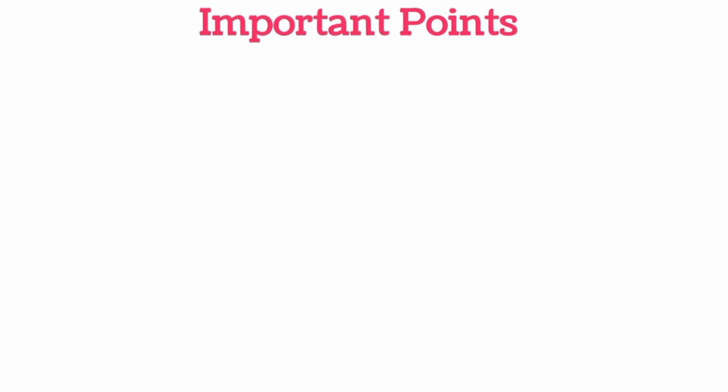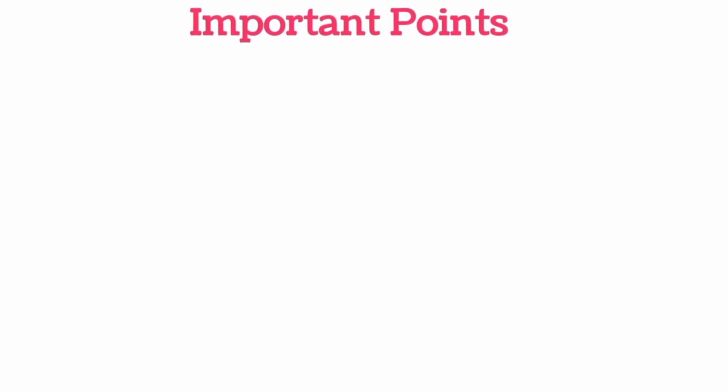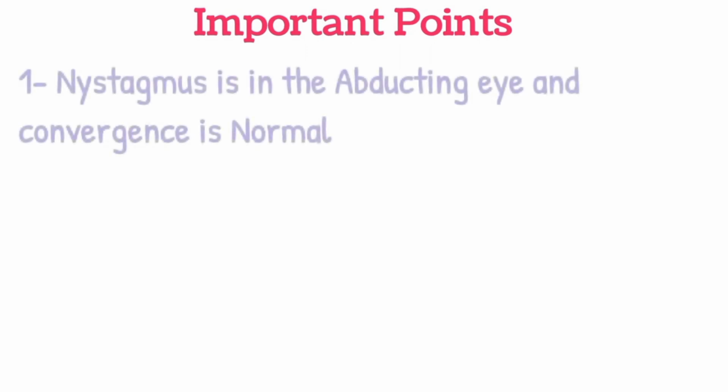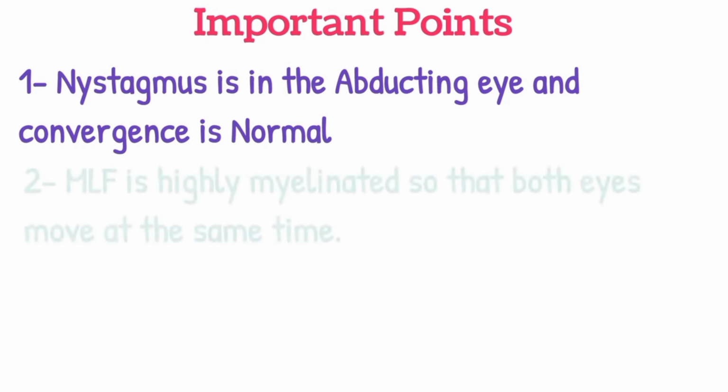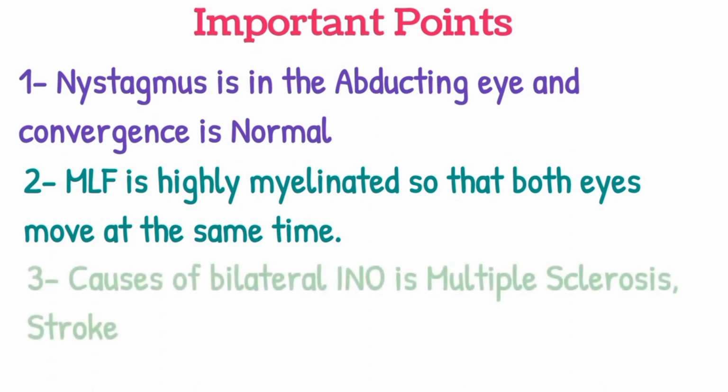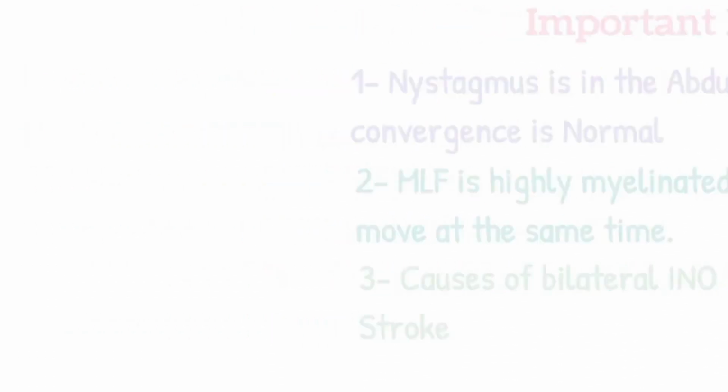The important points regarding internuclear ophthalmoplegia are: number 1, nystagmus is in the abducting eye and convergence is normal. 2, the medial longitudinal fasciculus is highly myelinated so that both eyes move at the same time. 3, the most common causes of bilateral internuclear ophthalmoplegia are multiple sclerosis and stroke.